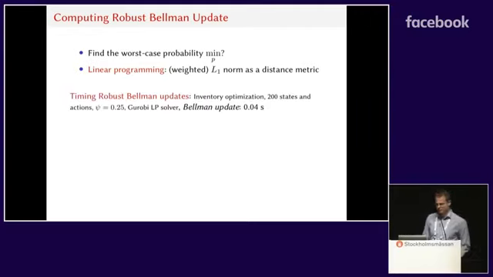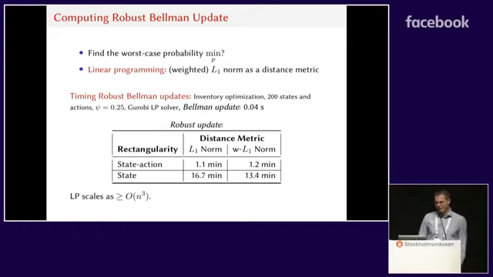So if we have a small problem with 200 states, 200 actions, this is a simple inventory management problem, we use the Gurobi LP solver. The Bellman update on this problem takes 0.04 seconds. So it's very quick.